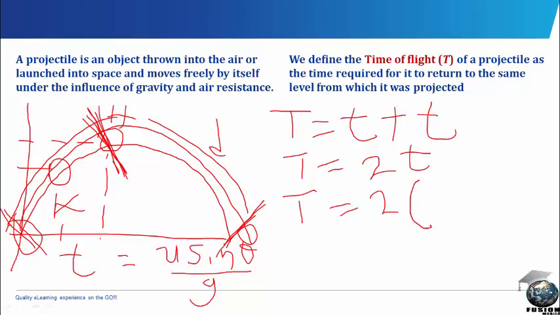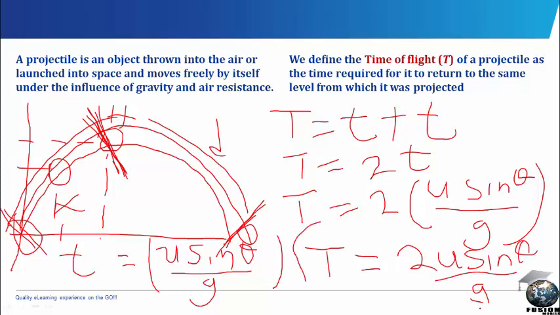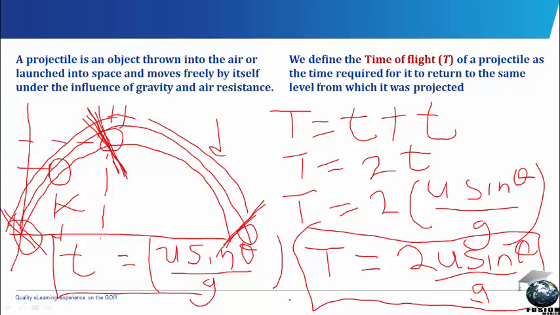Now, instead of writing small letter t, I will replace it with u sine theta all over g, and I hope I've not committed any crime. So we'll say that time of flight is equal to 2u sine theta all over g. This is the equation of time of flight, while the earlier one is the equation of time of ascent or descent.